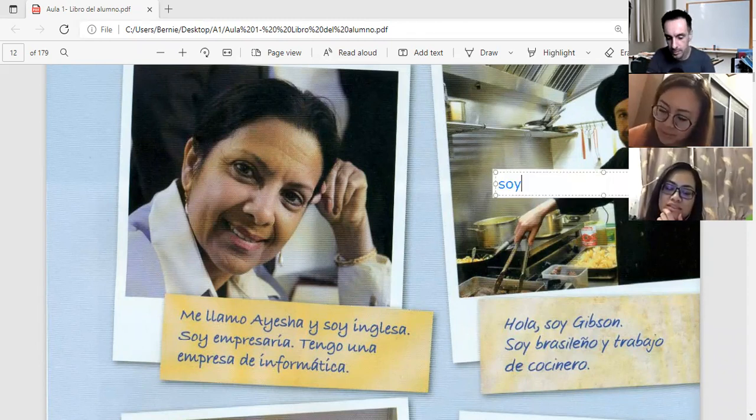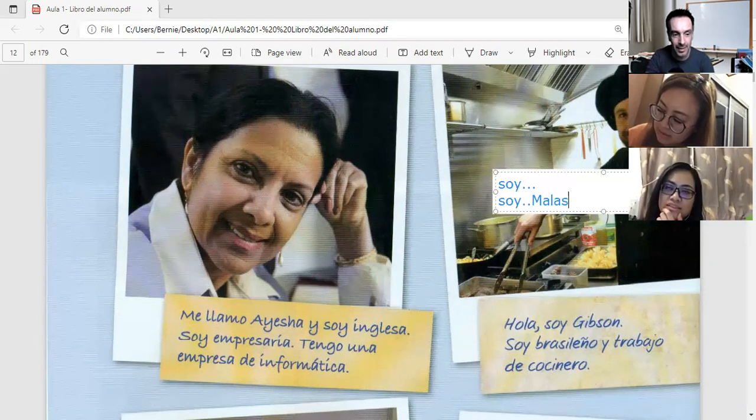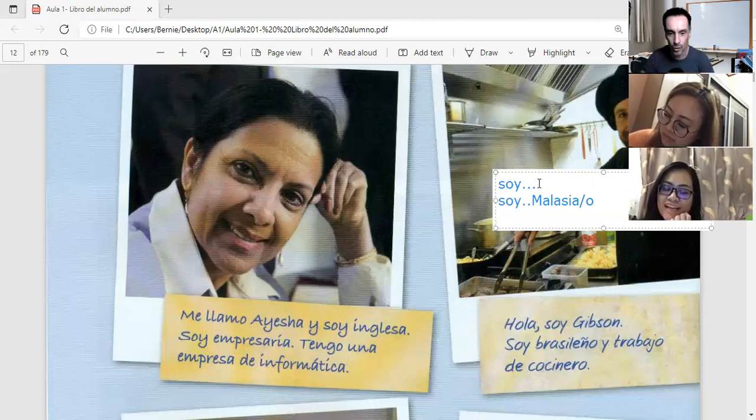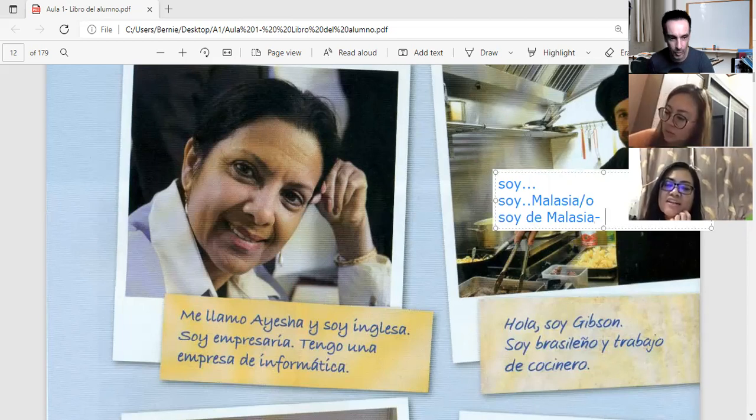Brazil. So, "soy," you can say your name. And "soy," you can say your nationality. You are, "soy Malasia," because you are a girl. If you were a boy, you would say "Malasio." So that means your nationality is how we say it in Spanish. "Soy Malasia" or "soy de Malasia." I'm from Malaysia. We call it like this.